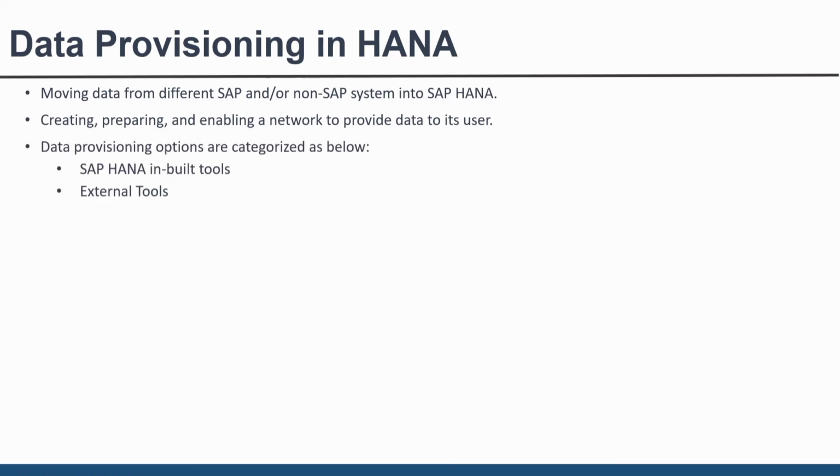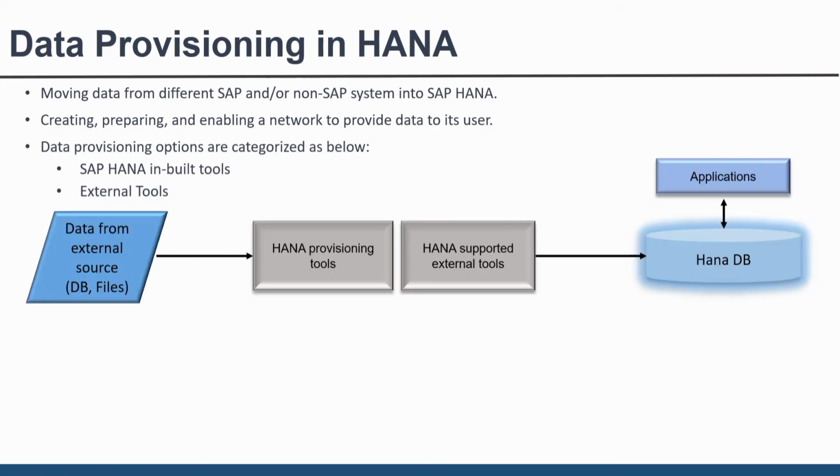So these tools or techniques are divided into two categories: HANA built-in tools and external tools. So in this diagram you can see how it works. On the left hand side you can see data from an external source. It can be from any source, SAP or non-SAP.